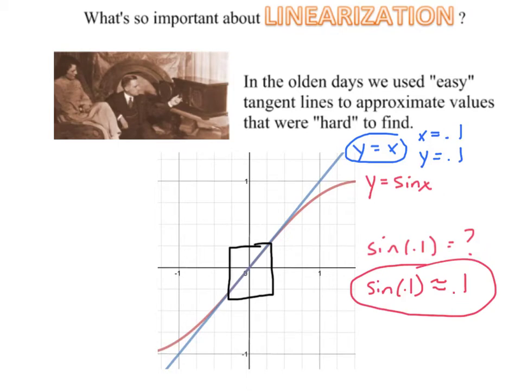So again, linearization is really just a couple-step process. You find the tangent line, and then you plug in the value that you want in the original function, because lines are easier to deal with than a lot of other functions. Trigonometric curves, logarithmic curves, exponential curves. It's much easier to evaluate a line than any of those other functions.